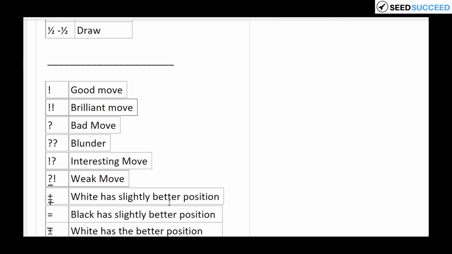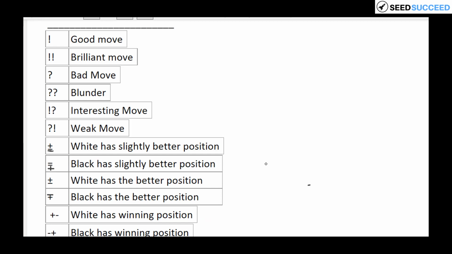So now let's look at some more annotations which would be helpful when you are analyzing a game. You would probably find these in chess books. The first thing, an exclamation mark means a good move. Say for example bishop c4 followed by an exclamation mark, which means bishop c4 is a good move. A double exclamation mark means a brilliant move. A question mark is a bad move. A double question mark is a blunder.